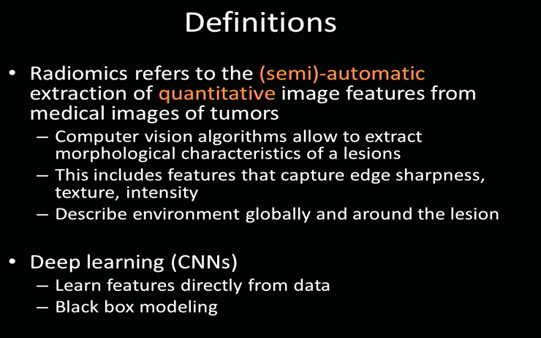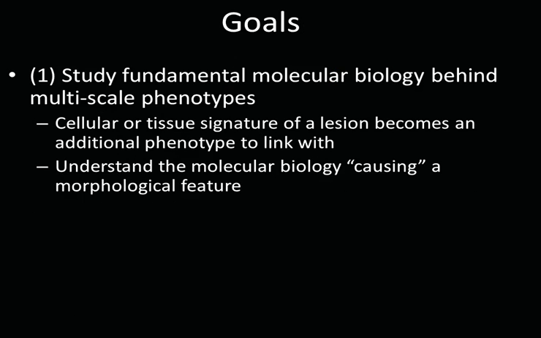And then secondly, the more recent approaches are essentially based on deep learning, convolutional neural networks, where we learn these features directly from the data. We don't have to define them. And of course, this is more black box modeling.